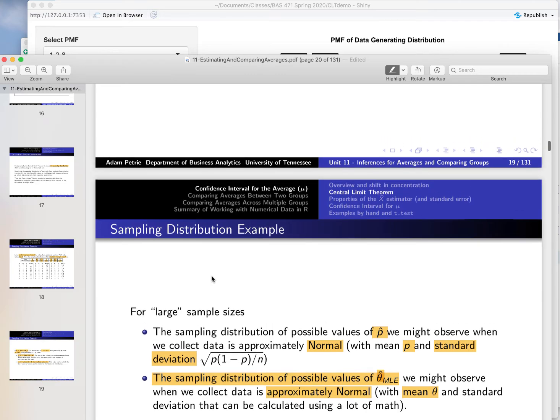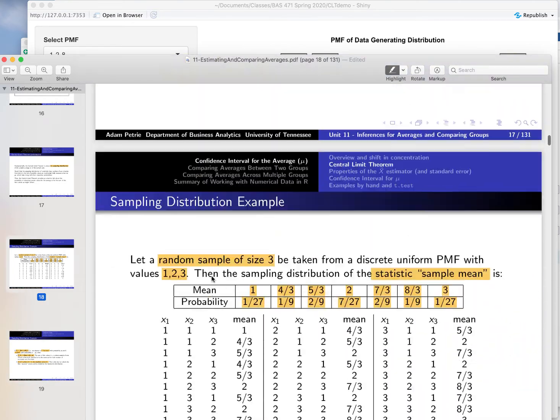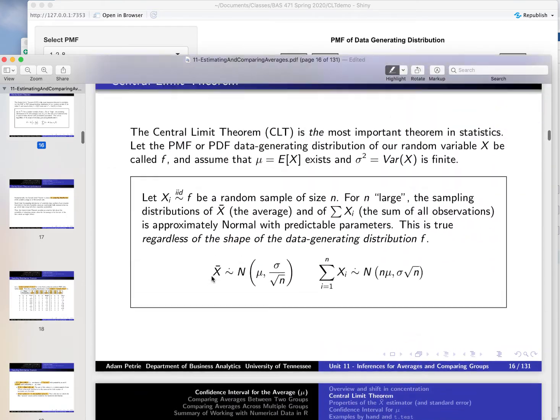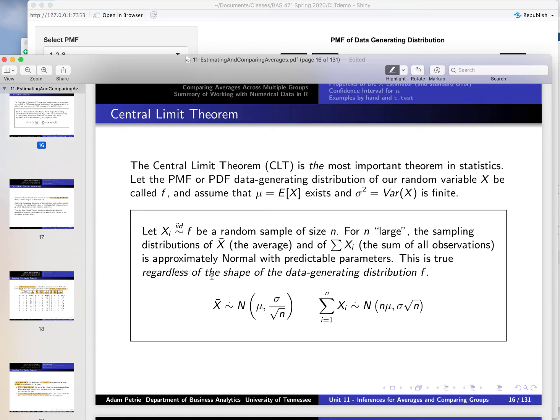And so we're actually kind of used to talking about what the sampling distribution is, and so the central limit theorem is going to help us out here. This central limit theorem is a comment about two different statistics, either the sample average that we might measure when we go and collect data, or the sum of all the sample values. And here's what the central limit theorem tells us.